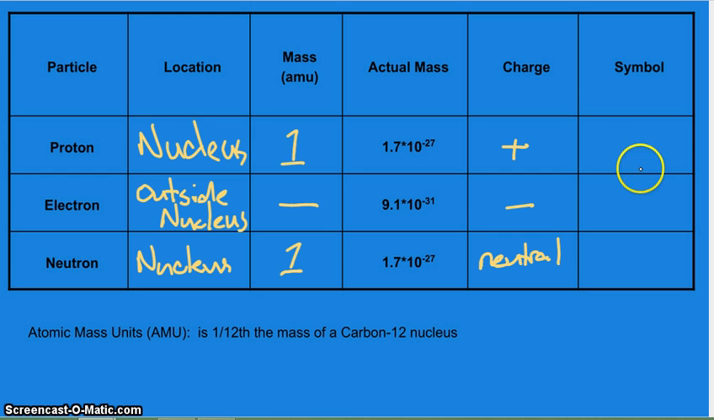And we see these symbols. For a proton, it's going to be a lowercase p with a superscript plus. An electron is a lowercase e, superscript minus. And then a neutron is just a lowercase n, and then sometimes you'll see a superscript 0 up to the right.